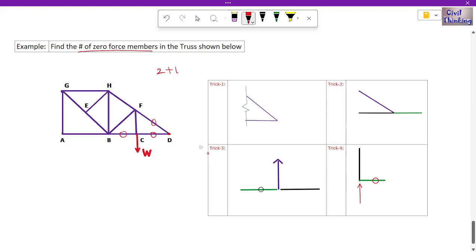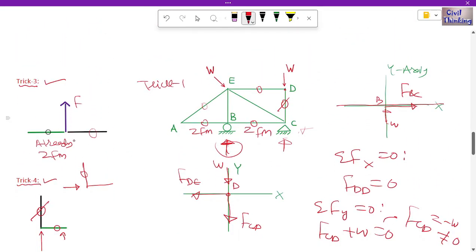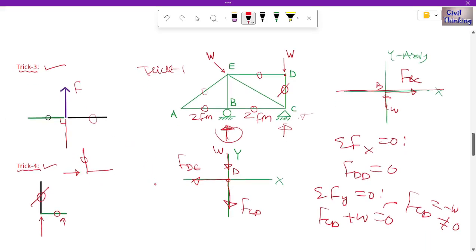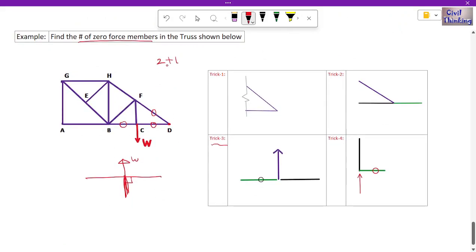Because here at joint C we have trick 3, right? You know what trick 3 was? If two members are collinear and we have another force here, W, it doesn't matter if there was a member here or not. It could have been 3 members too. I told you there are 2 members, but actually there could also be 3 members. But this member is acting at 90 degrees, and the force is along it. So we have 2 plus 1 tricks here, right? 2 were because of joint D, and this one is because of joint C.